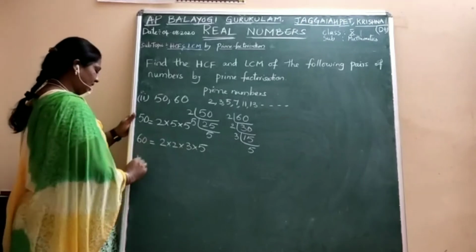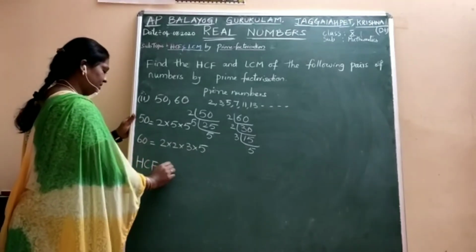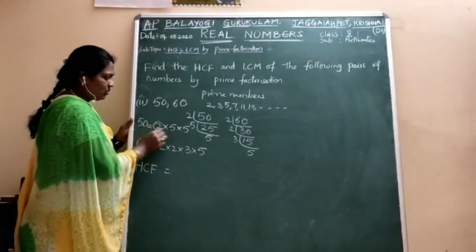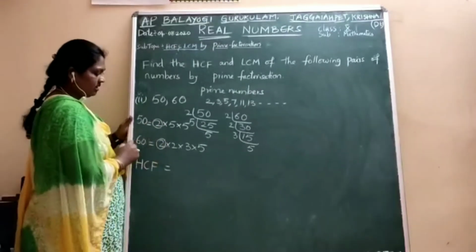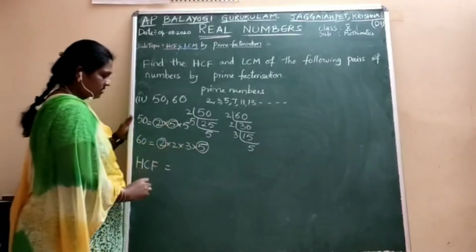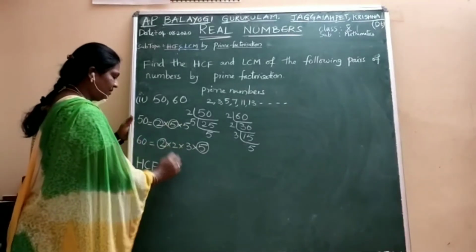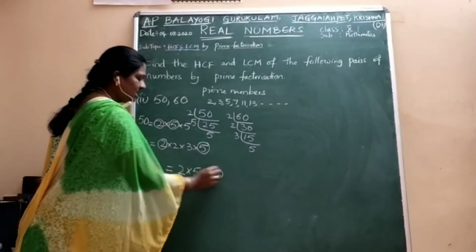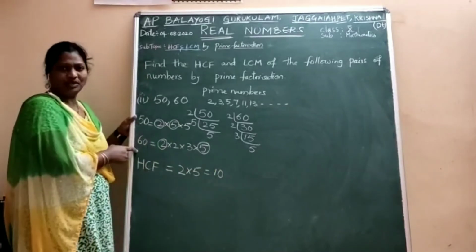We have to find first of all the HCF. What are the common factors in these two products? 2 is common. Again 5 is common. So we write the HCF as 2 into 5, which equals 10. 10 is the HCF of these two numbers.